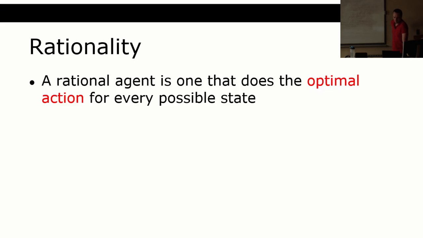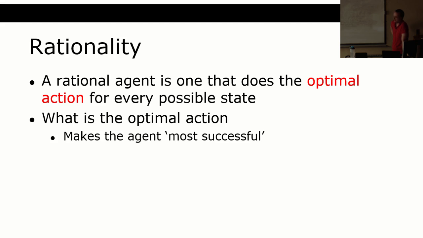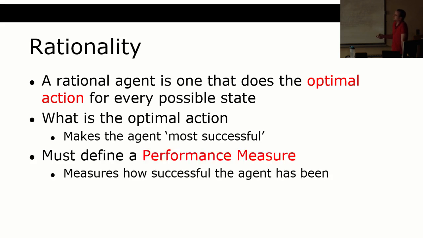Next, we have a concept called rationality. So a rational agent is the one that does the optimal action for each possible state. And what makes an optimal action? It's the action that makes the agent the most successful. So this is kind of circular logic. What makes the agent most successful? Well, it turns out that part of the problem is that we have to define a performance measure for that agent, right? It measures how successful it has been.